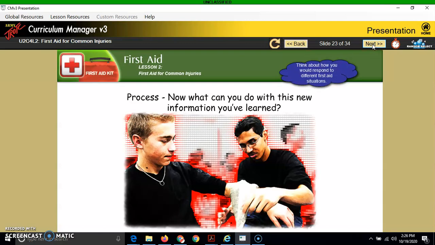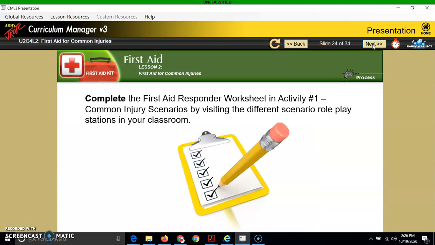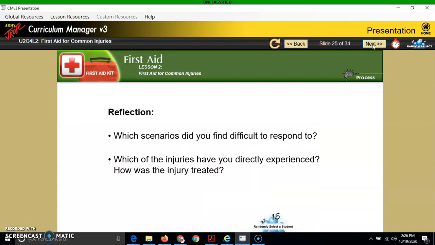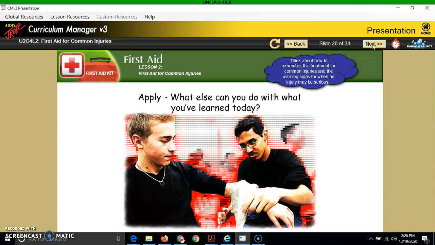Okay, think about how you would respond to different situations. Okay, we're not going to do that worksheet, and get to the reflection there. Think about how you would remember the treatment for common injuries and the warning signs for when an injury may be serious. And that's what we need to be aware of. When is something that's common maybe something serious? Like if a bee sting and they're having a hard time breathing, that becomes something more serious.